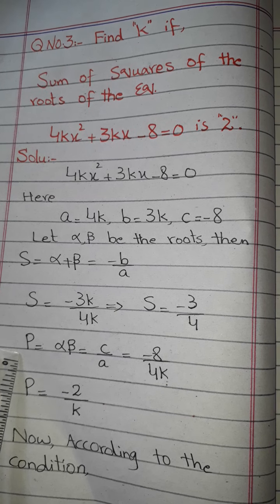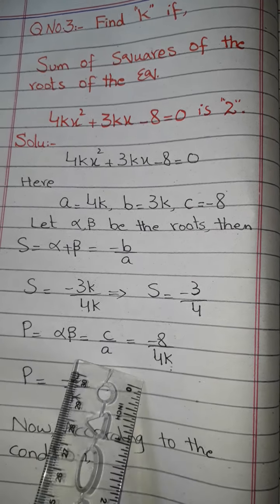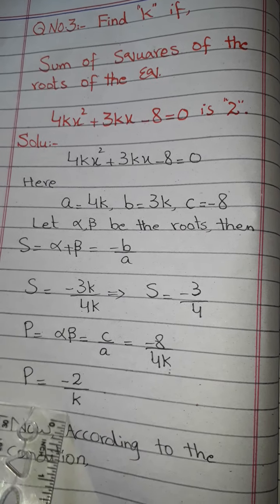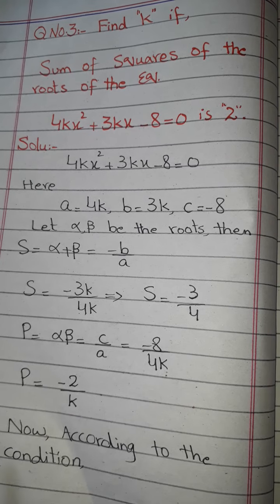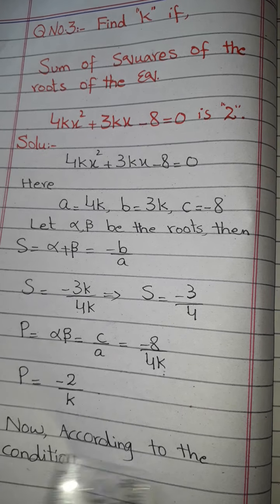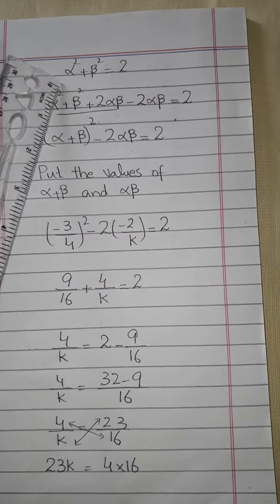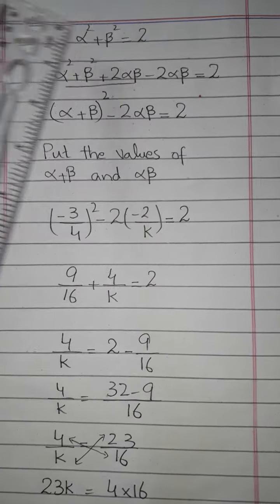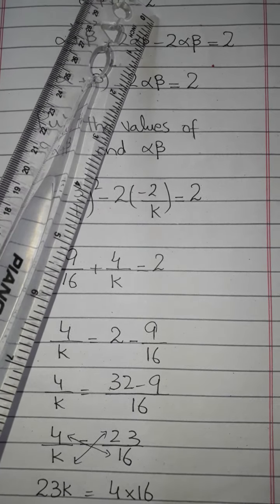Now P, product of roots alpha beta, which is equal to c by a. Put the values of c and a. We get minus 2 by k after simplification. Minus 2 by k. Now according to the condition, here the condition is sum of squares of roots is equal to 2. Roots are alpha beta, so square and sum, which is equal to 2.